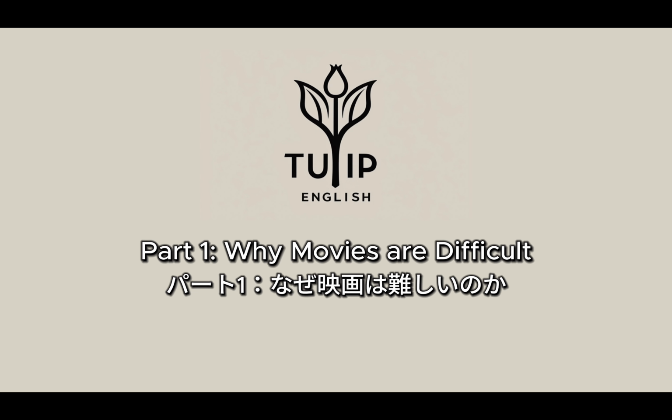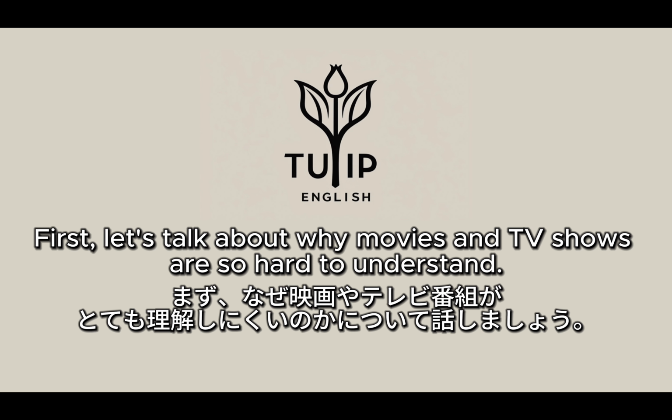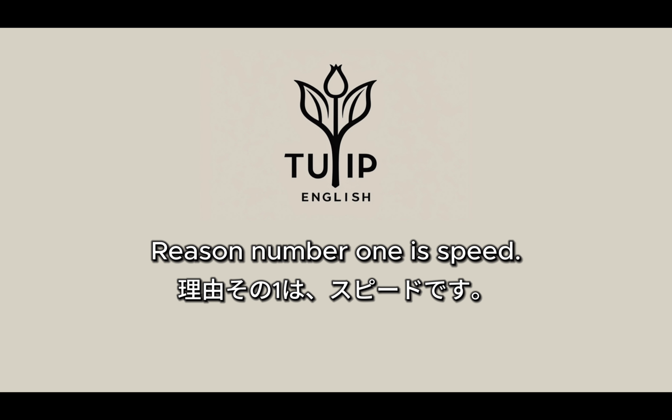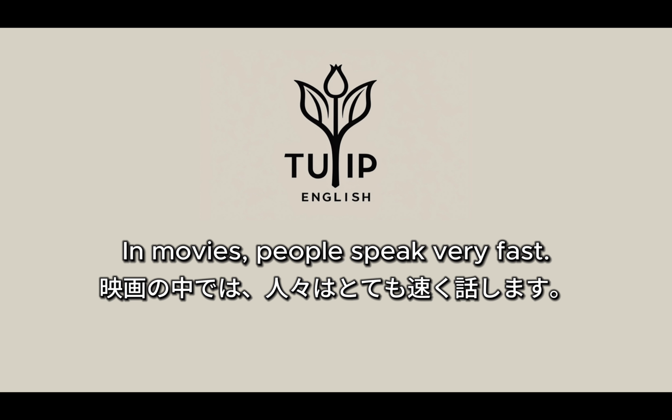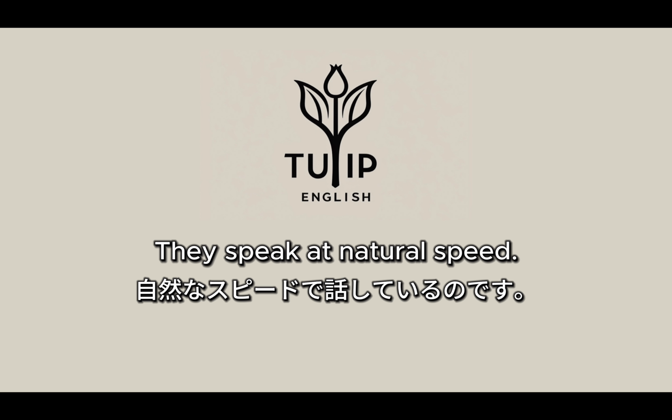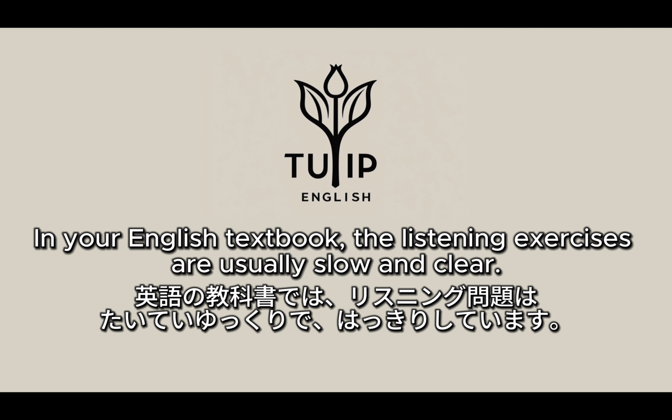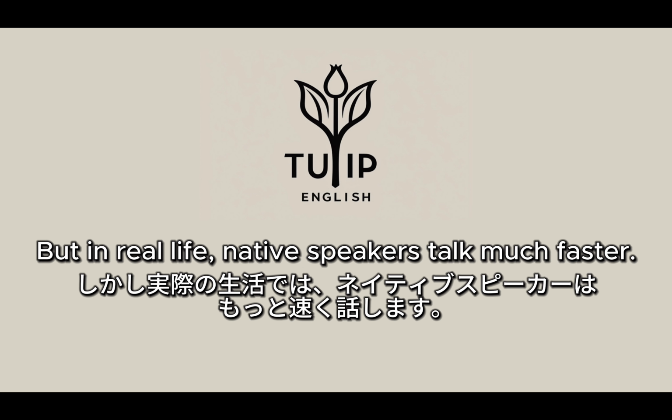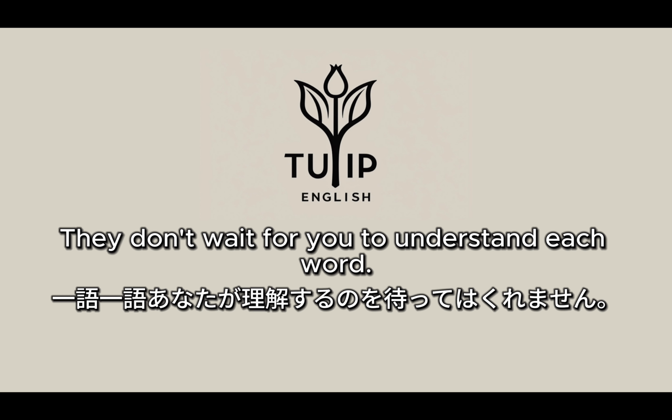Why movies are difficult. First, let's talk about why movies and TV shows are so hard to understand. Reason number 1 is speed. In movies, people speak very fast. They speak at natural speed. In your English textbook, the listening exercises are usually slow and clear, but in real life, native speakers talk much faster. They don't wait for you to understand each word.